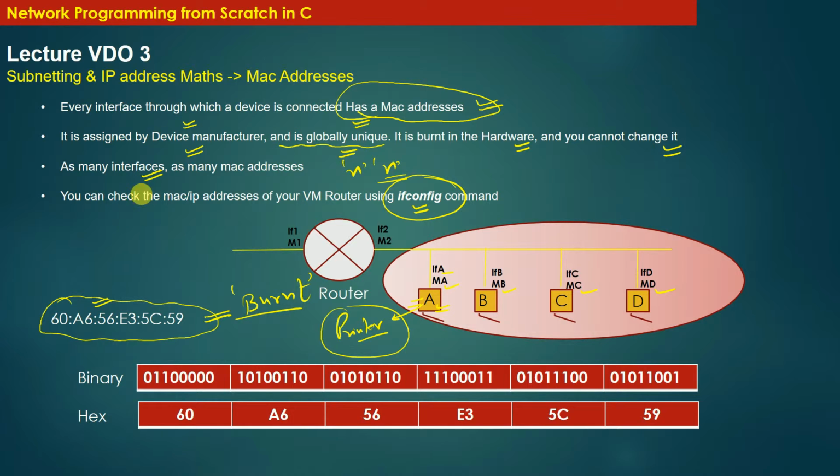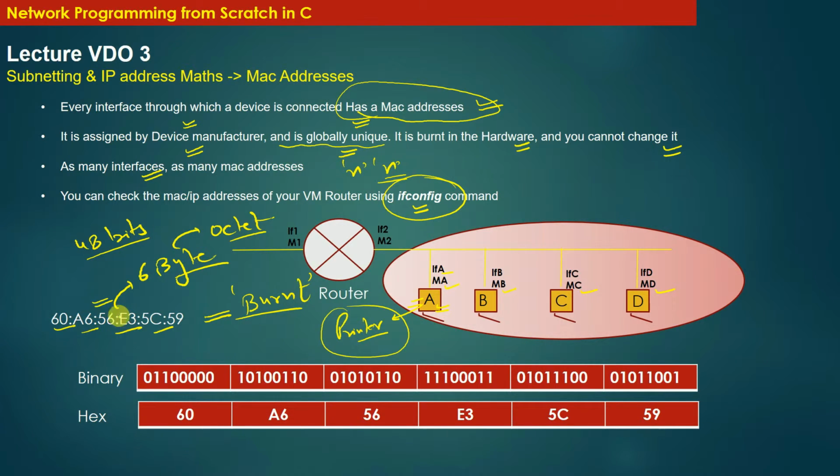So let us discuss the representation of MAC address. A MAC address is a 6-byte number, and a byte is also called an octet. So you can see that the MAC address is a 6-octet number. It has 6 octets, meaning 48 bits, right? So the representation of the MAC address in hexadecimal format is as follows.